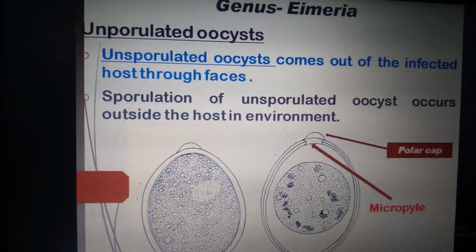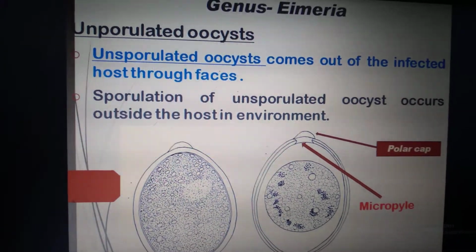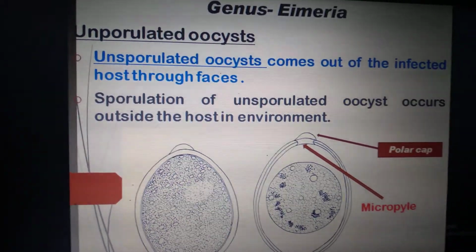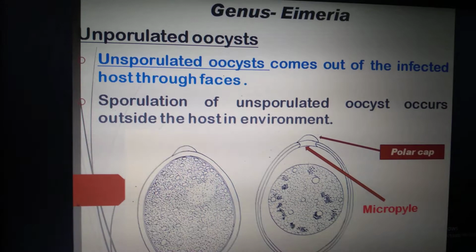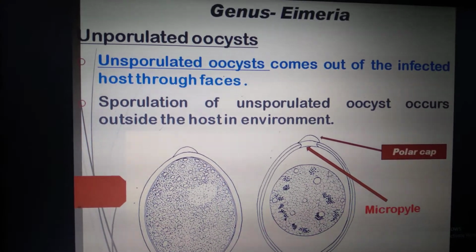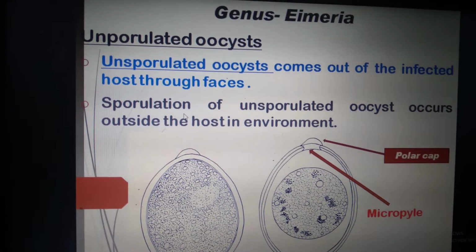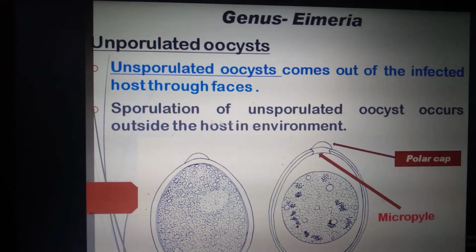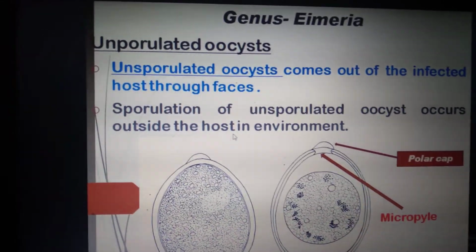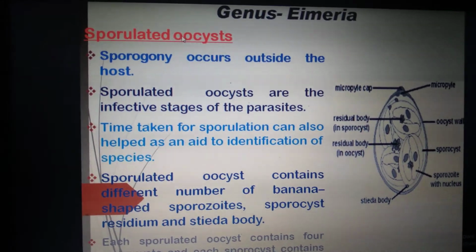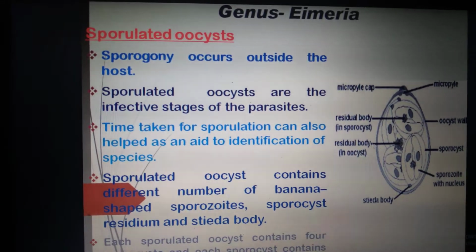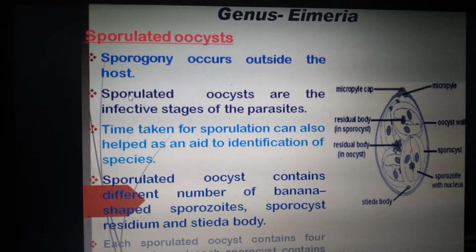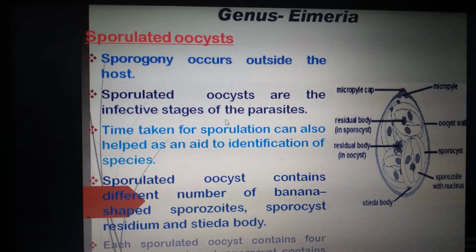This is the structure of the unsporulated oocyst, and this unsporulated oocyst comes out of the infected host through feces. Okay, so if we take a sample of feces, you will see this unsporulated oocyst. Sporulation of the unsporulated oocyst occurs outside the host in the environment. Okay, now this is the structure of the sporulated oocyst. So sporogony occurs outside the host, and sporulated oocysts are the infective stage of the parasite.